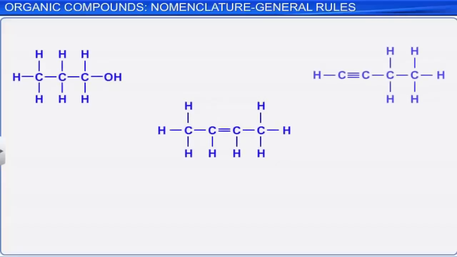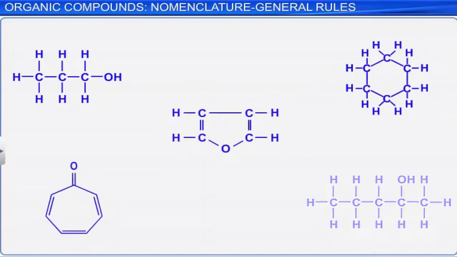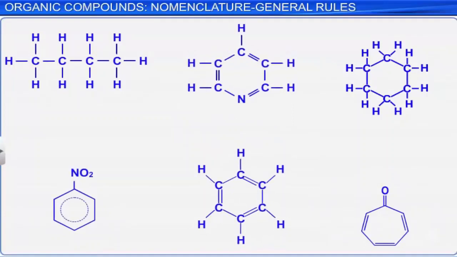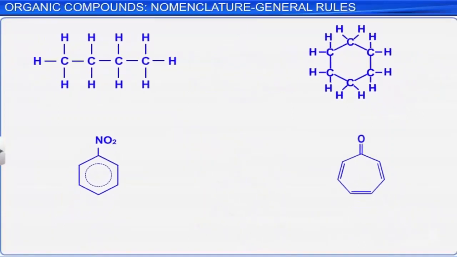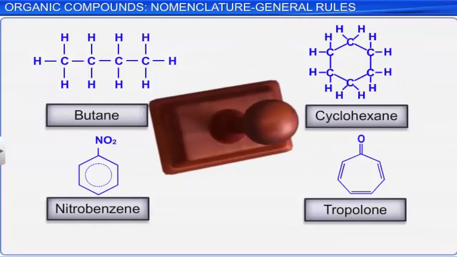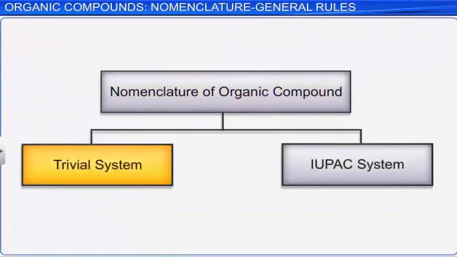There are millions of compounds that fall under the branch of organic chemistry. To easily identify these compounds and their structure, scientists have assigned names to these compounds. The system of assigning a name to a compound is known as nomenclature. There are two systems for naming organic compounds: the common or trivial system and the IUPAC system.